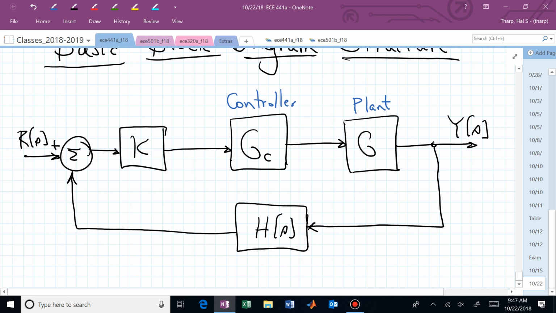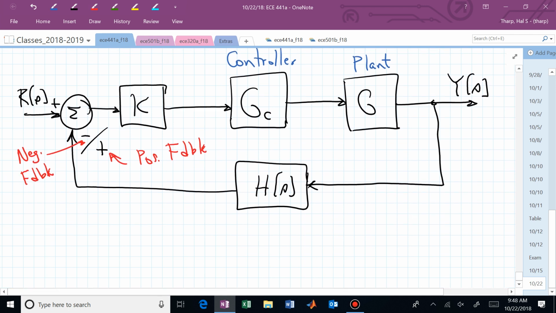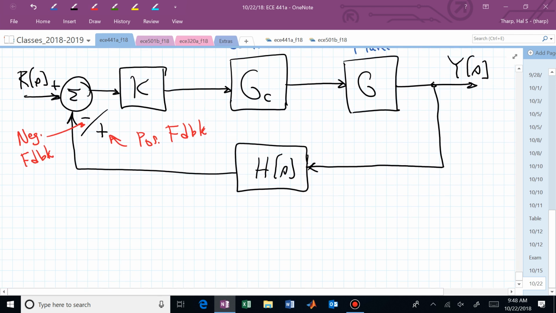And what we do here at the summing junction, typically most of the time it's going to be a negative, but we might also have positive feedback. So here is the negative feedback, and if we had a positive sign, that would be the positive feedback. What's our closed loop transfer function based on either of those two possible signs on our feedback?